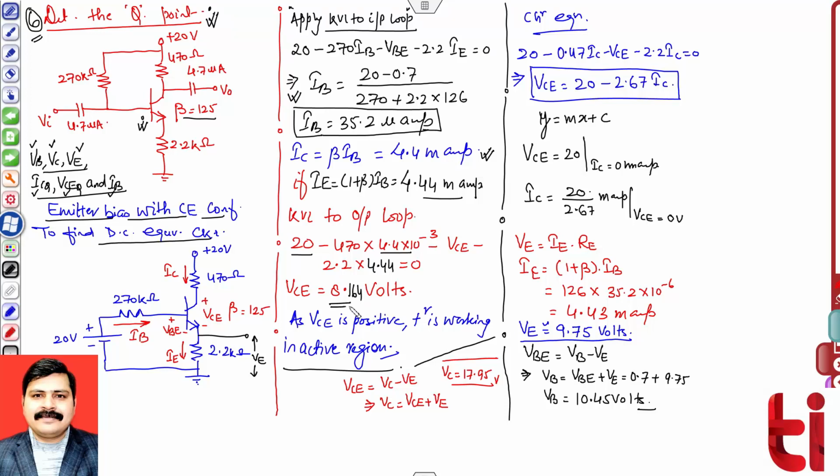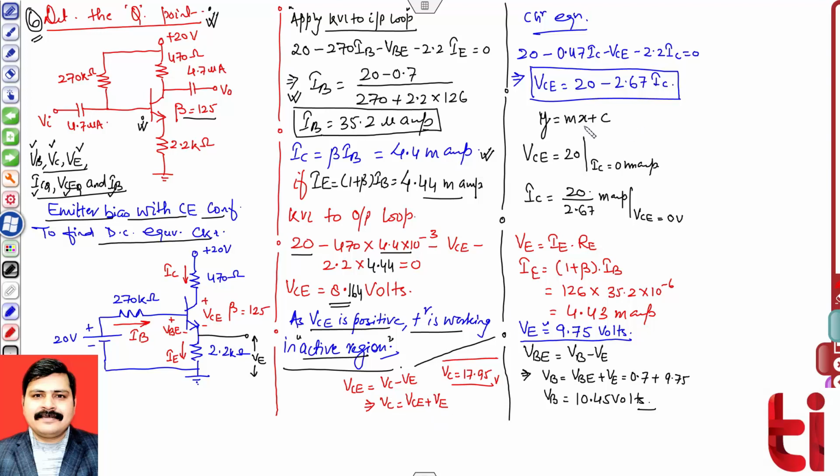My VCE is 8.164. The interesting part over here is we are dealing with an NPN transistor. VCE is positive, therefore it is verified that the transistor is working in the active region. So this is verified. And now one can easily solve for the other terms: VC equals VCE plus VE.